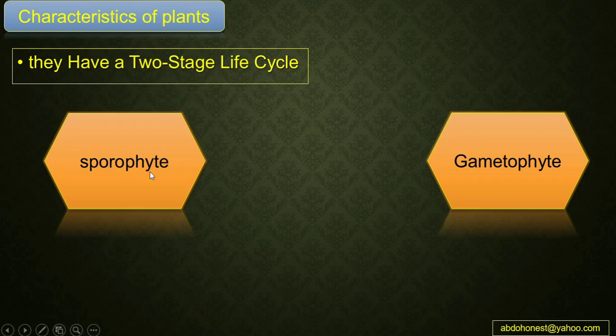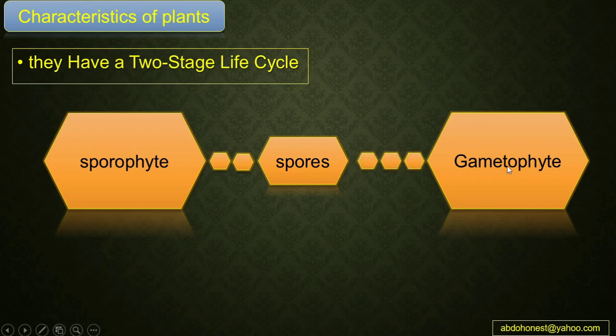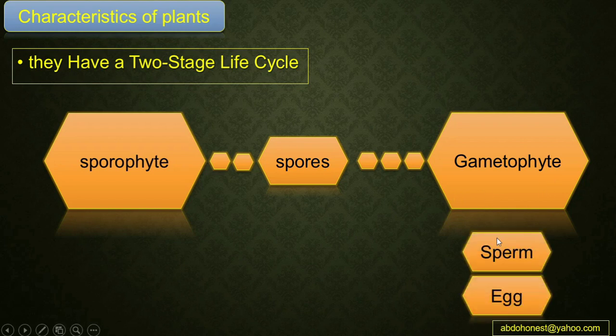One is called sporophyte and one is called gametophyte. A sporophyte, guys, can produce spores, okay? And these spores can grow into gametophyte. We have, guys, male gametophyte and female gametophyte. The male gametophyte can produce sperm, and the female gametophyte can produce an egg.